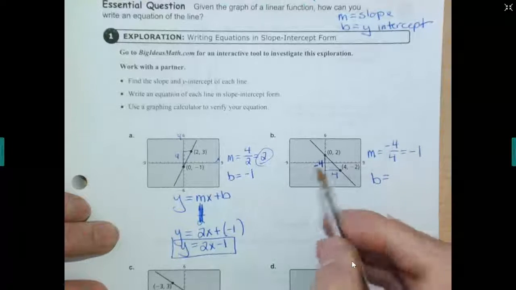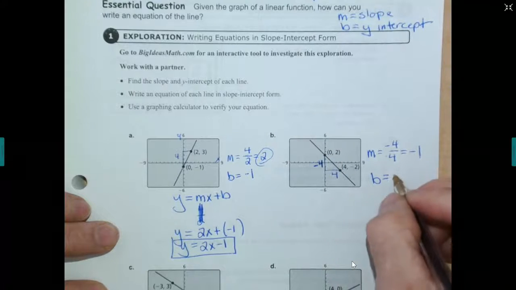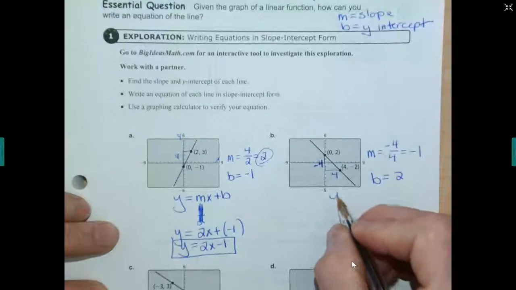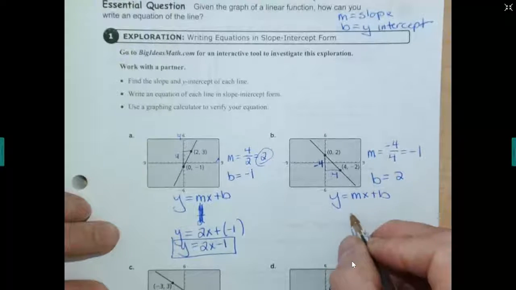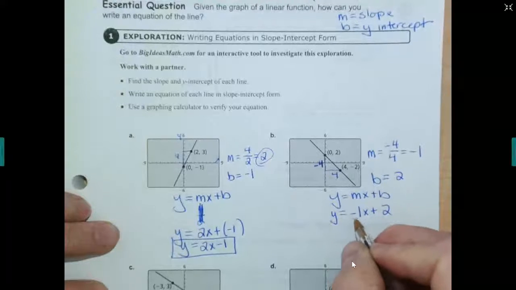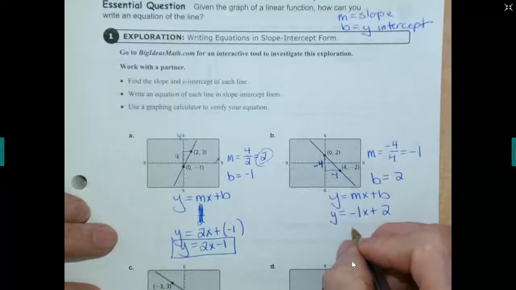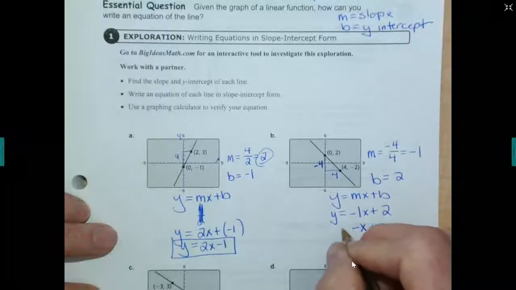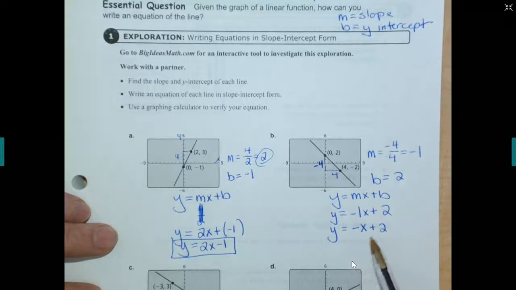Our y-intercept is right here. It's where the line crosses the y-axis. The y-intercept is 2. So if I have y equals mx plus b, my m is negative 1 plus my b is 2. So y equals negative 1x plus 2. When we have negative 1, you can take out the 1, because 1 times anything is itself. So we don't need the 1 there for it to be the same thing. So if you wrote negative 1x plus 2, that'd be correct. If you wrote negative x plus 2, that would be correct.